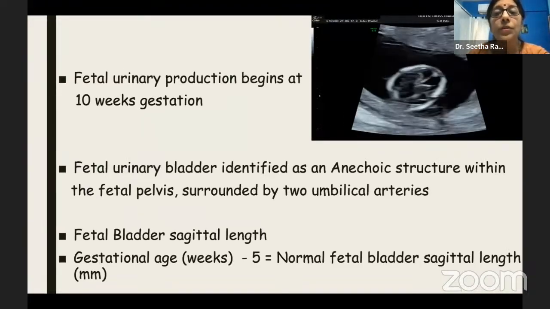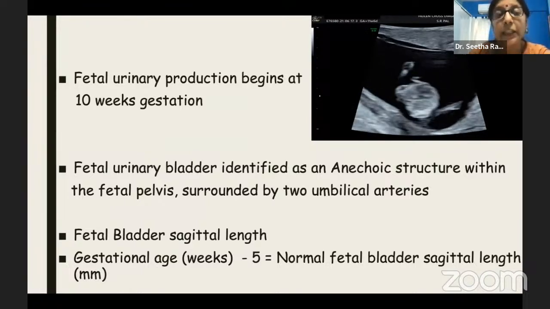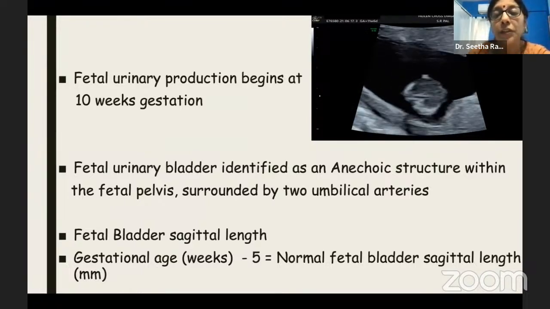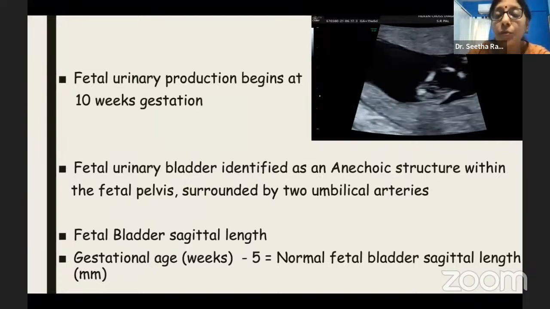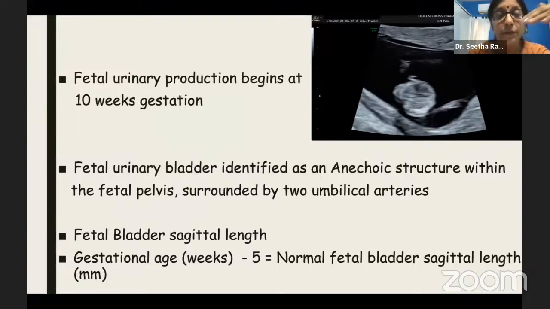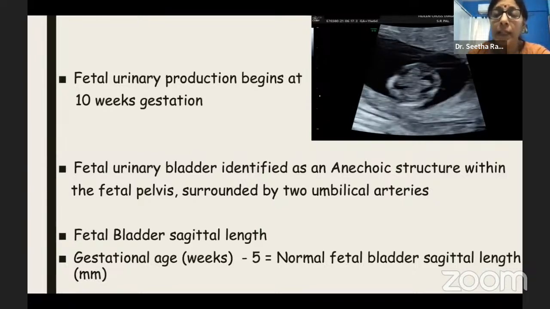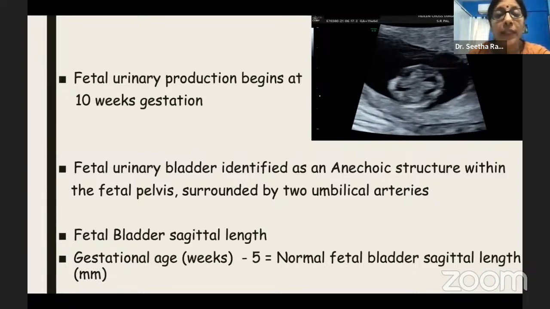The physiology is that fetal urinary production begins at around 10 weeks. So normally when you do your first trimester scan, as you take a sweep along the fetus from head to toe, you should be able to see the bladder with the two umbilical arteries beside it, and it appears as an anechoic structure within the fetal pelvis. If you can't see it, you should wait for the bladder to fill, because sometimes the bladder is not adequately filled, so you might have to wait and make sure that the bladder is there.